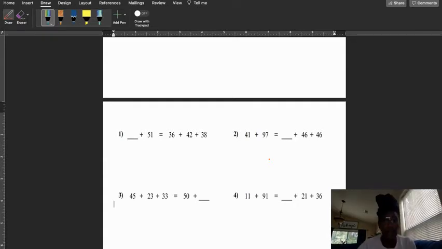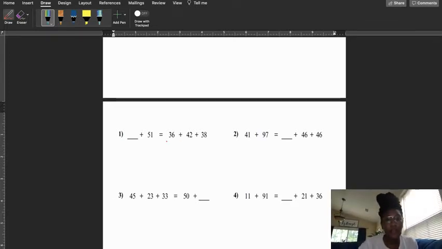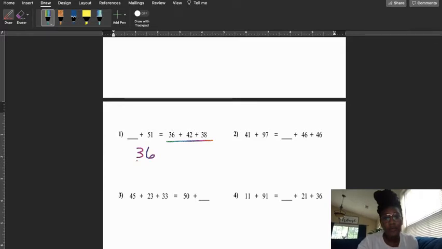So if we take a look at number one, it says blank plus 51 is equal to 36 plus 42 plus 38. Now, I always want to add up or subtract the side that has no missing add-ins or no missing subtract-ins. So that would be this side over here. So I'm going to do 36 plus 42 plus 38.